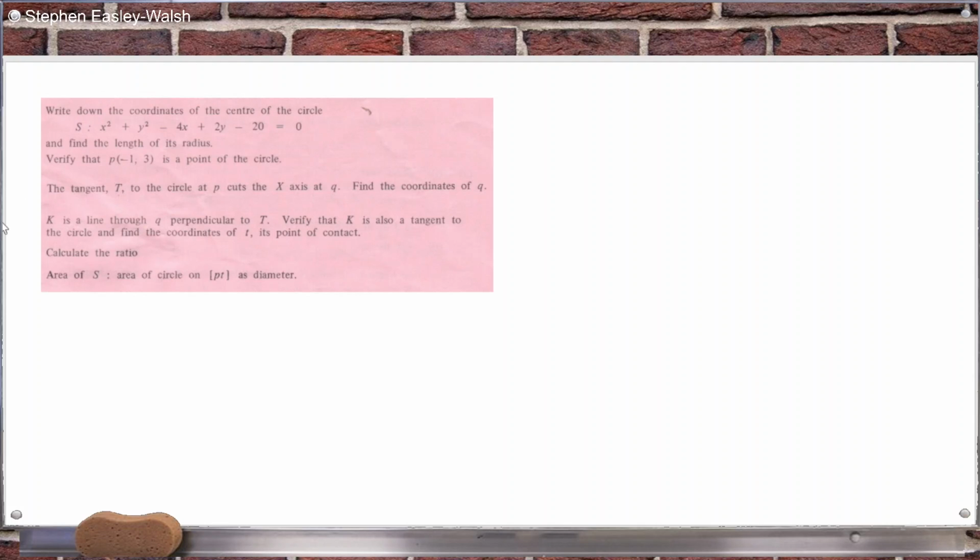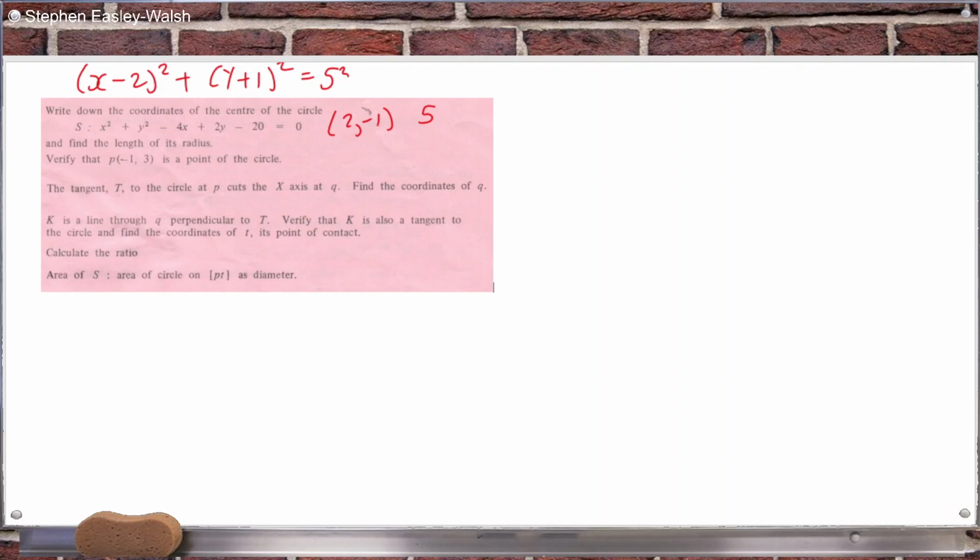Okay, let's have a look here. Write down the coordinates at the center of the circle. Okay, so let's complete the square. That's x minus 2 squared plus y plus 1 squared. So that's x squared minus 4x plus 4 plus y squared plus 2y plus 1. That's equal to 25, 5 squared. So the circle is at 2, minus 1 with a radius of 5.